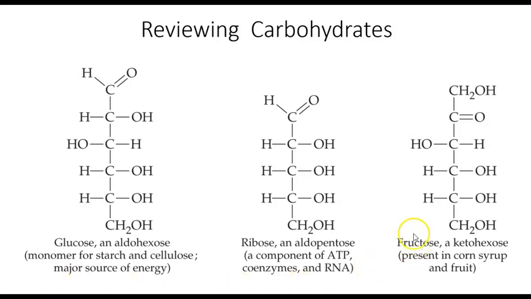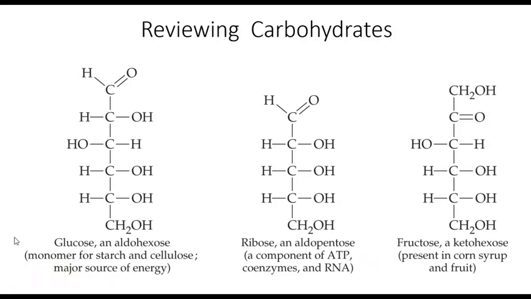Finally, we have fructose. It's a ketohexose. You've guessed it. The keto is for the ketone here because it's in the middle of the chain rather than the end. It's a 6-carbon chain for hex, and each of the carbons has a hydroxide where it doesn't have this carbonyl group on it. This is found in corn syrup, different types of fruits. It's also a very sweet compound.